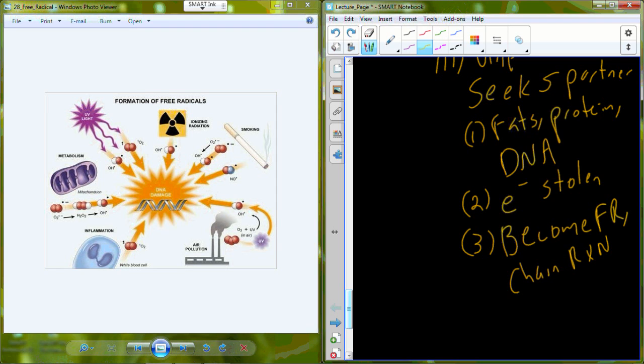Now all of a sudden, we've altered a whole bunch of DNA, or we've altered a whole bunch of proteins, or a whole bunch of fats, and we're beginning to impinge on the integrity of our cells. And this is going to be a real problem.